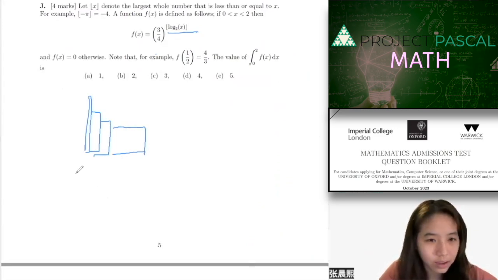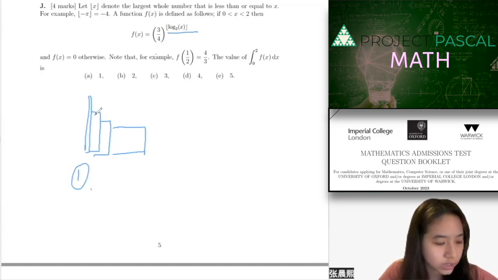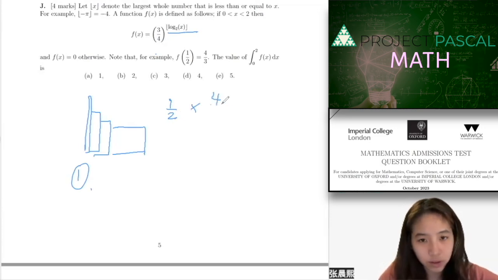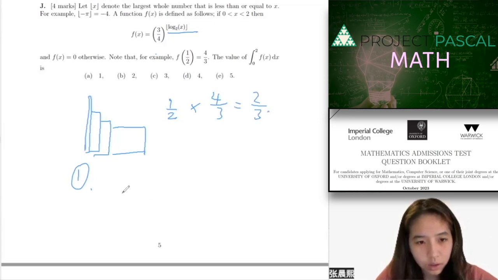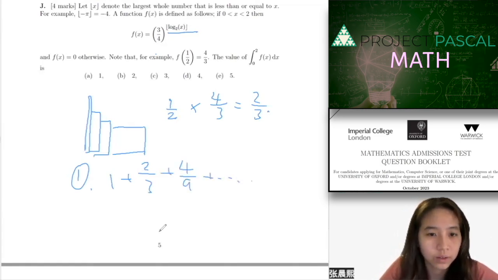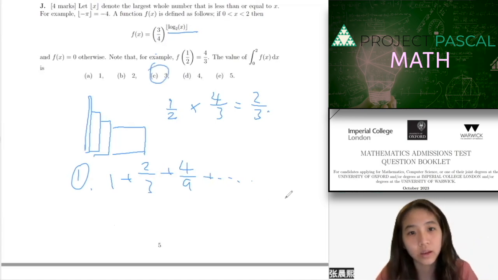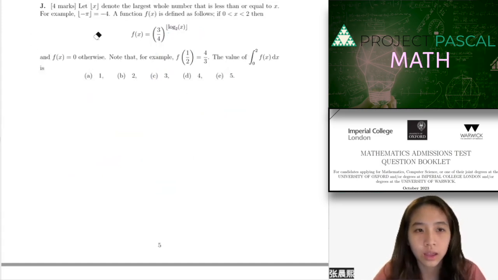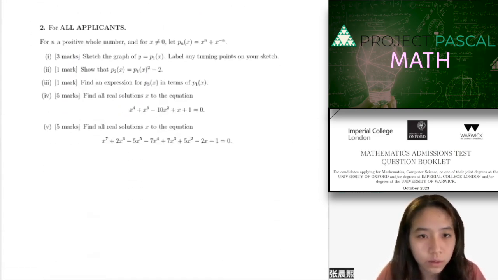So the total area is like a geometric sequence of one. It's half the width and four thirds the height. So it's like two thirds. So that is 1 plus 2 thirds plus 4 over 9 plus all the way onwards. And then you add up everything together and you get C. Okay, let's graph it out to check whether your results are correct. Yeah, and moving on to question 2.